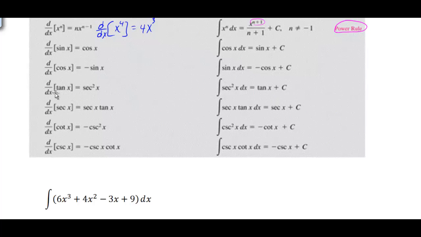And of course the derivative of tangent is secant squared, so that means that the integral of secant squared would simply be tangent. And if the derivative of secant is secant tangent, then the integral of secant tangent would be secant x. And if the derivative of cotangent is a negative cosecant squared, then the integral of cosecant squared is negative cotangent. And the derivative of cosecant is a negative cosecant cotangent. So the integral of cosecant cotangent is a negative cosecant.